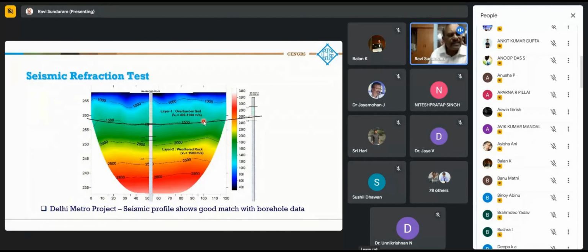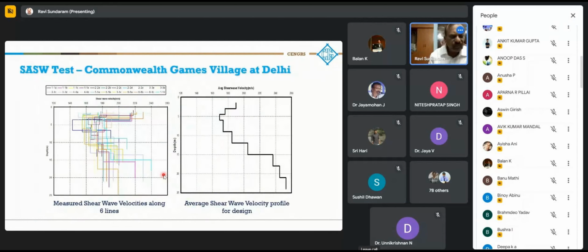Seismic refraction is another very useful test. This is also done along a line, and this is a Delhi Metro project where the seismic profile was matched with the borehole data. We found a reasonably good match. This is the SASW test, similar to MASW. This was used for the Commonwealth Games village in Delhi for the liquefaction analysis.